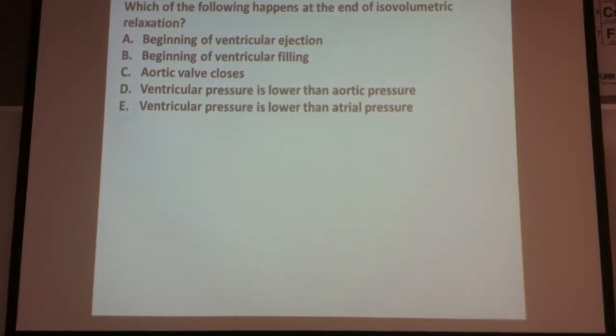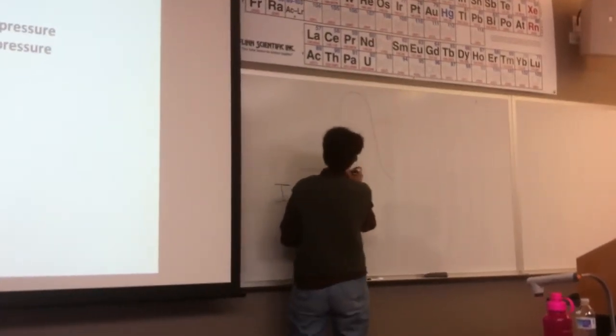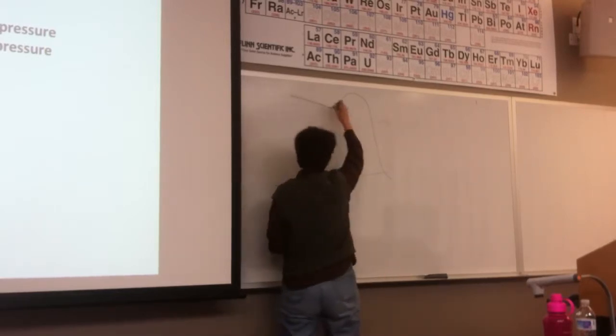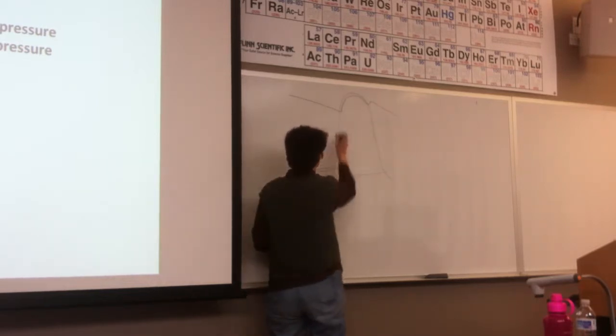Relaxation is the term we use when we talk about the cardiac cycle. So when the heart's relaxing, is it C? Again, if this was on the lecture exam, you would have the diagram. But if we look at our cycle, we have ventricular pressure doing this, atrial pressure doing this, and aortic pressure doing that. Okay?